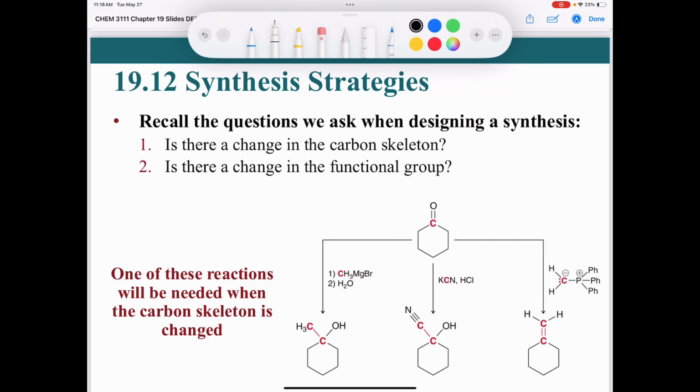Okay, whenever you're working on a synthesis, the first thing you always want to ask yourself is, is there a change in the carbon skeleton? And then the second thing I ask myself, I don't know if I always phrase it this way, is to look for changes in functional groups, but I always start with the carbon skeleton.